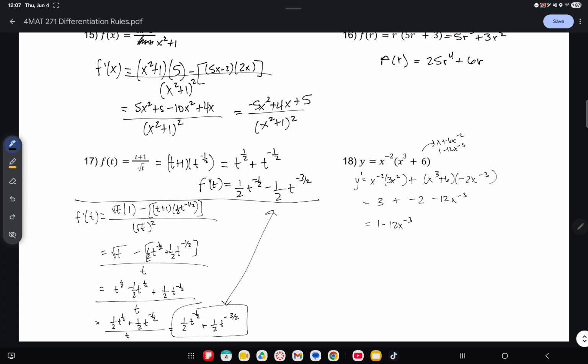Alrighty, so that is some of the derivative rules. So if you have any questions, let me know.